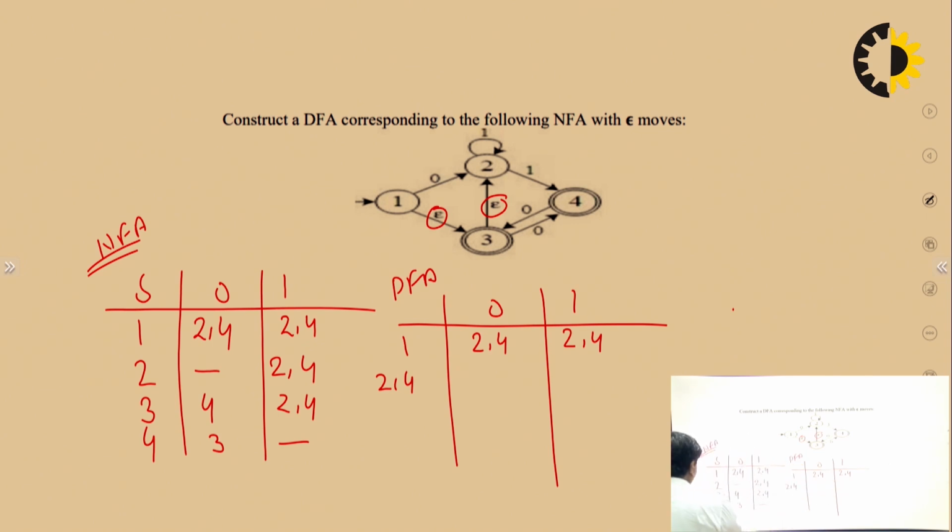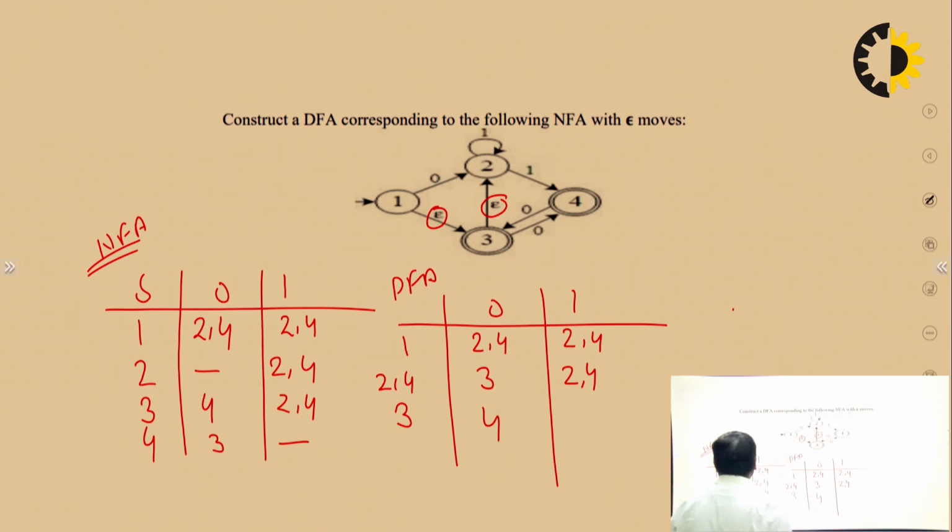Now, this is 2 and 4. What is the 0 transition? That is 3. It means a new state occurs, so 3 is the next state. And what is 2 and 4 on 1 transition? Again, it is 2 and 4. What is the next state? That is 3. So, on 3, we check the 0 transition, that is 4.